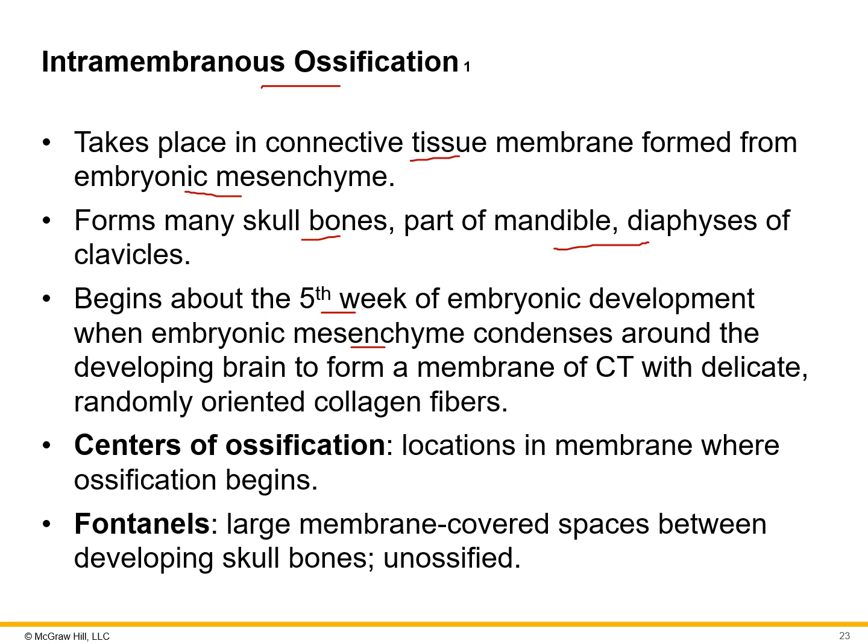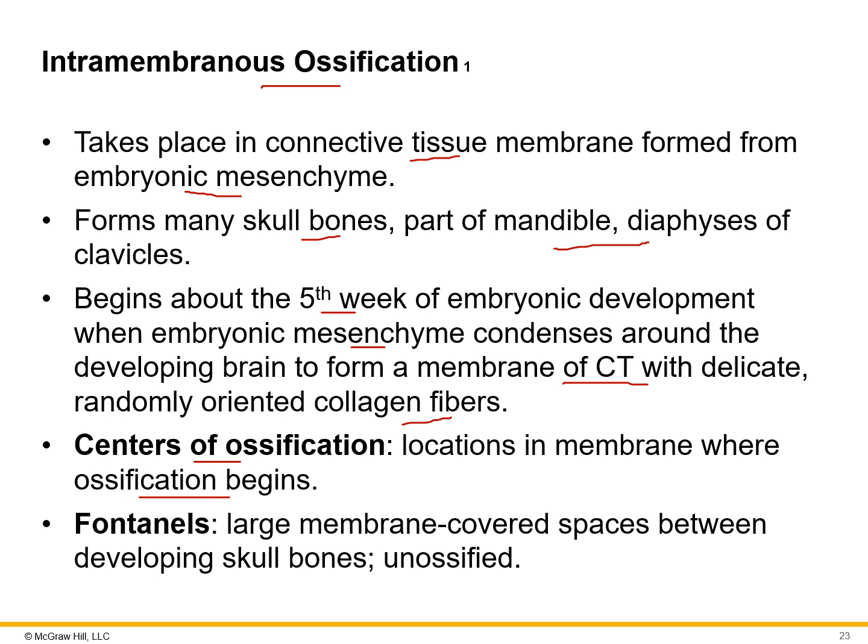Again, that mesenchyme is the progenitor, gives rise to those stem cells. So it becomes condensed in the brain to form the membrane of the connective tissue, but it has these delicate collagen fibers. Now the centers of ossification are in the membrane where ossification begins.